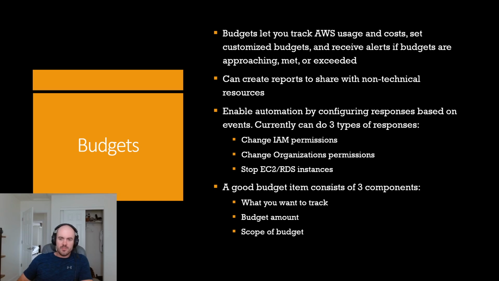A good budget item is going to consist of 3 components. Okay, what you want to track, the budget amount, and the scope of your budget, right? So what the budget is looking at, and the percentages around that value that you're measuring. Okay.